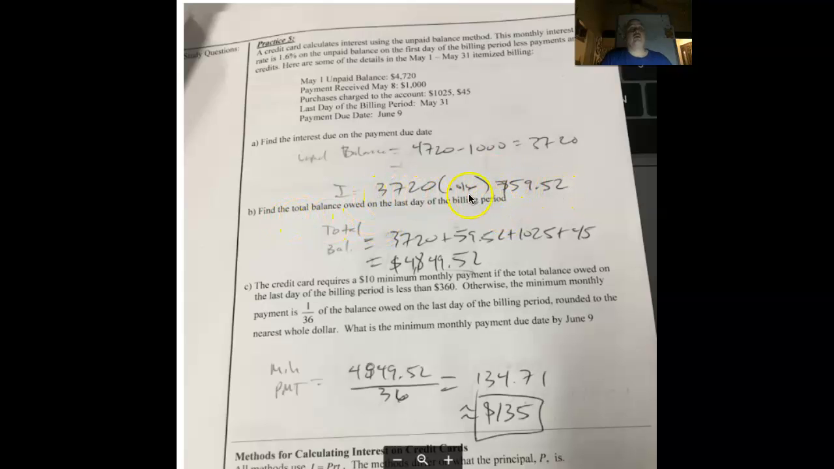And then, the same thing as the last one, total balance due: I'm going to take the interest, add it to that balance of $3,720, and I'm going to add these purchases of $1,025 and $45 to calculate the balance owed on the last day of the billing period, $4,849.52.